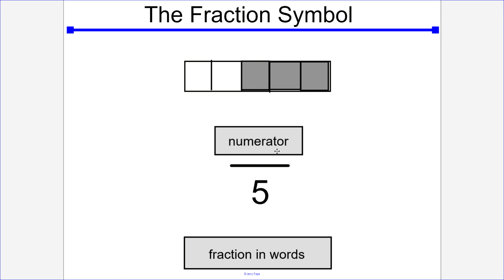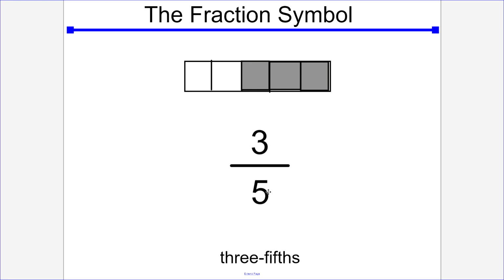Now we're ready to think about the numerator, third grade. How many parts are selected or shaded? You're right, there are 3 shaded parts. So here's our fraction symbol. Our numerator is 3 and our denominator is 5. How would we say this fraction in words? Oh yes, we would say 3/5. This fraction is 3/5.